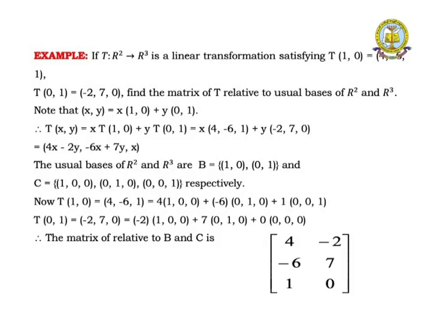Actually, now you see here x y: you have 1 comma 0 and 0 comma 1 as a basis for R2. So, you have x y can be written as x into 1 comma 0 plus y into 0 comma 1. Therefore, you have T of x y equal to x into T of 1 comma 0 plus y into T of 0 comma 1. So, apply the linear transformation, you get x into 4 comma minus 6 comma 1 plus y into minus 2 comma 7 comma 0. So, form the equations 4x minus 2y, minus 6x plus 7y, x.